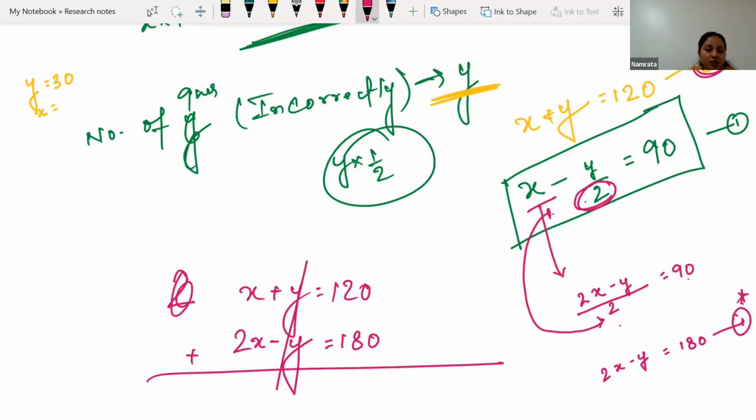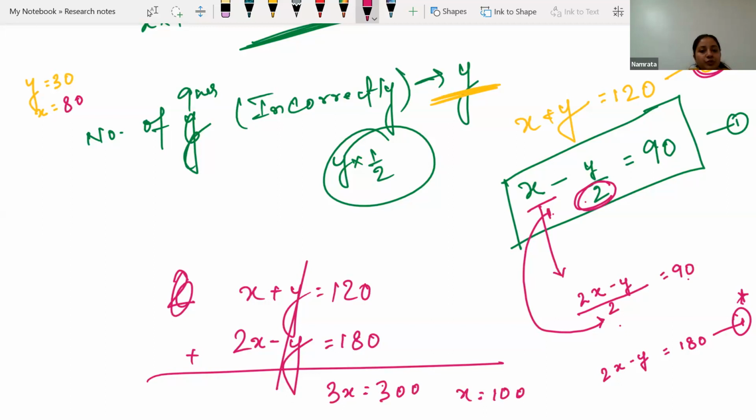So 2x plus x will be 3x is equals to 180, and that is it 200, is it 300? So x we are getting 100 from here. You have got x as 80, yes, but we are getting 100. Can you see? Yes, ma'am.